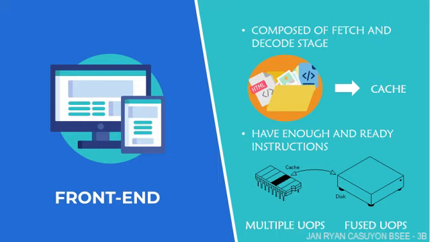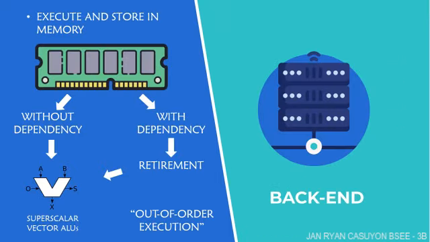The main goal of the front end is to have enough ready instructions for the back end to execute to avoid idle time. Multiple and fused UOPs are also helpful in simplifying the data that is coming out from the decoders, making it easy to execute and store in the memory. Decoded UOPs are then fed to the back end of the CPU.